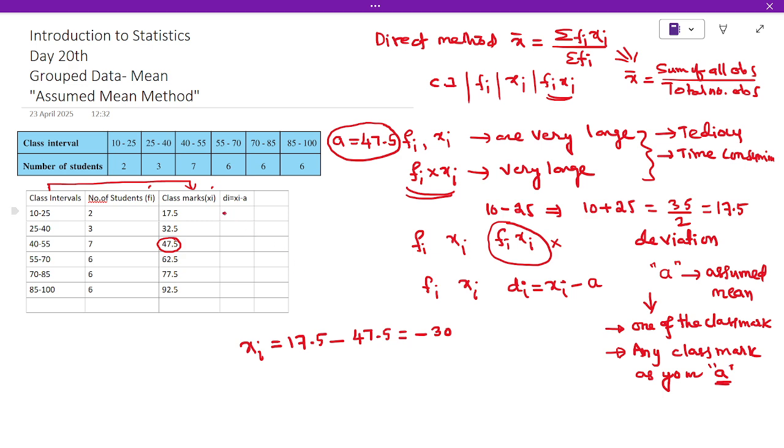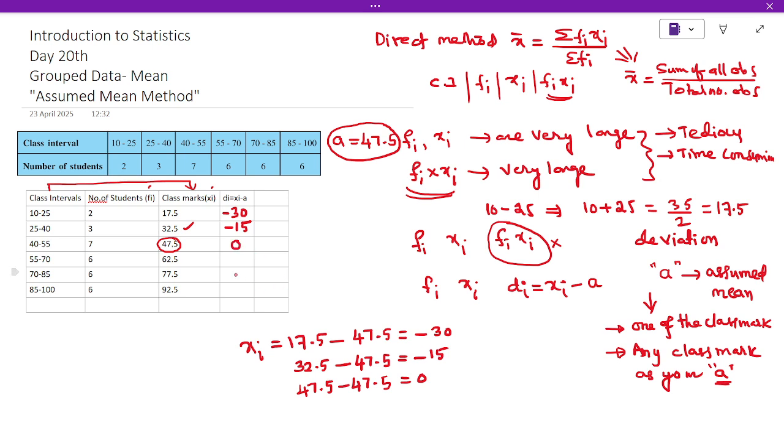So I am writing here minus 30. Now for the second one, 32.5 minus 47.5 is how much? Minus 15. So that will be our minus 15 here. Then next, you see here 47.5 is xi, then we have the mean 47.5. So this will give us 0, right?